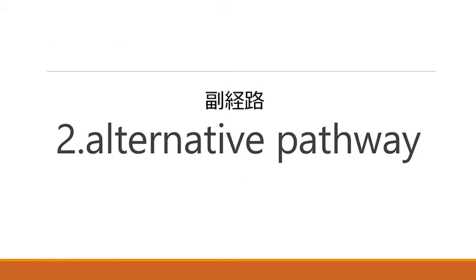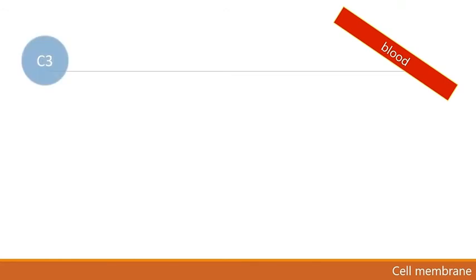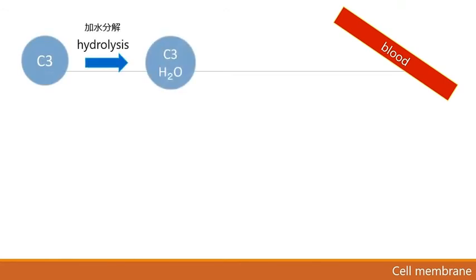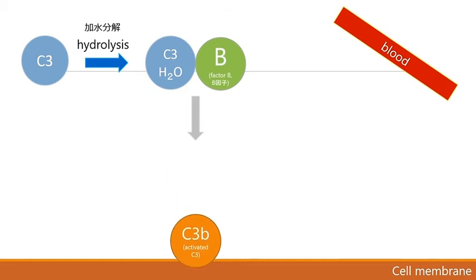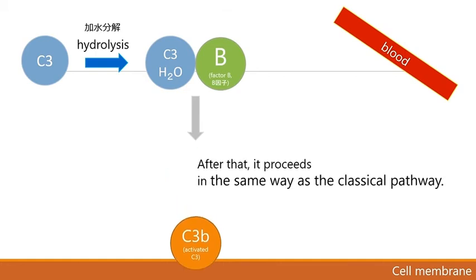Second, the alternative pathway. C3 is hydrolyzed little by little and binds to factor B in the blood. C3H2O combined with factor B activates a large amount of C3. After that, it proceeds in the same way as the classical pathway.